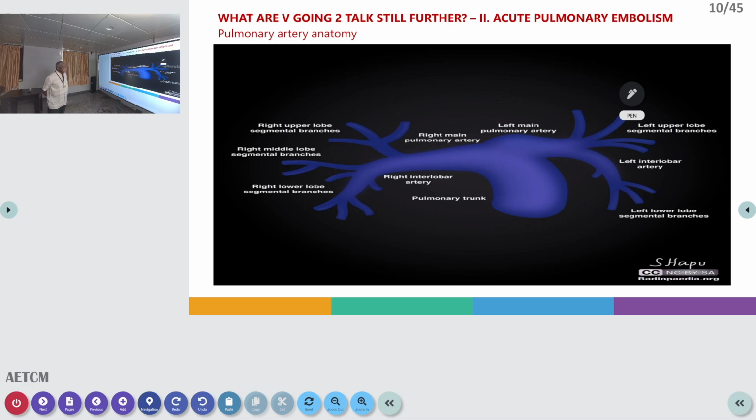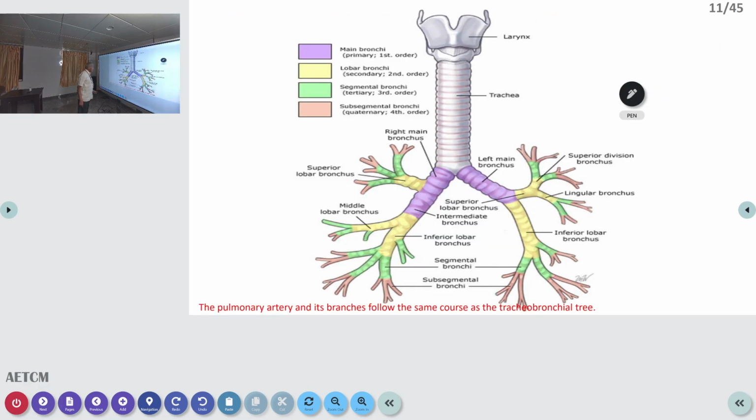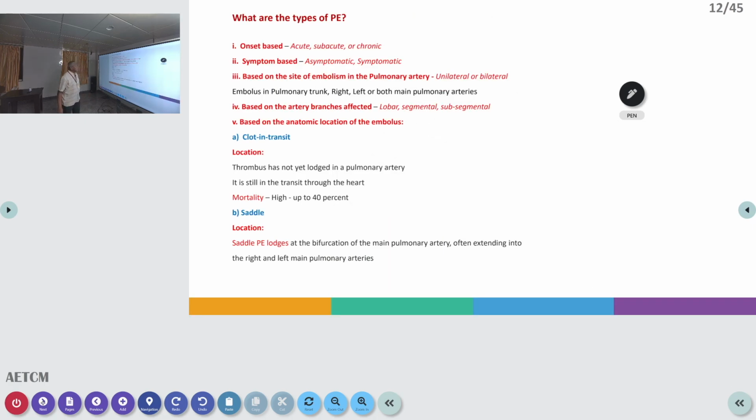See the right and left pulmonary artery, then lobar to segmental, segmental to subsegmental. Depending on the size of the emboli, they can be plugging or get trapped anywhere. The same follows here. See, this is the main bronchi. There is a main pulmonary artery, right and left, and then lobar, depicted in yellow color, then green segmental, and the last one is subsegmental. Where the emboli get trapped is more important in the formation of the clinical presentation.